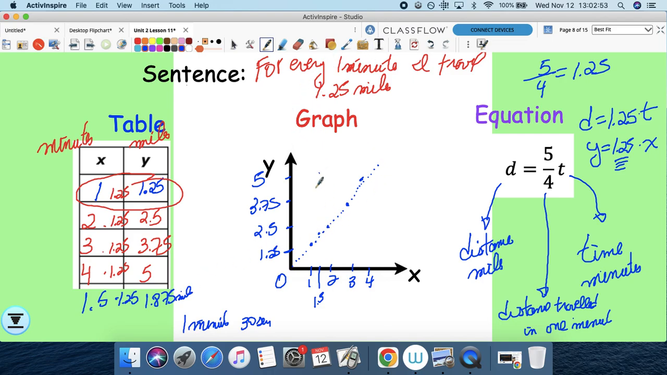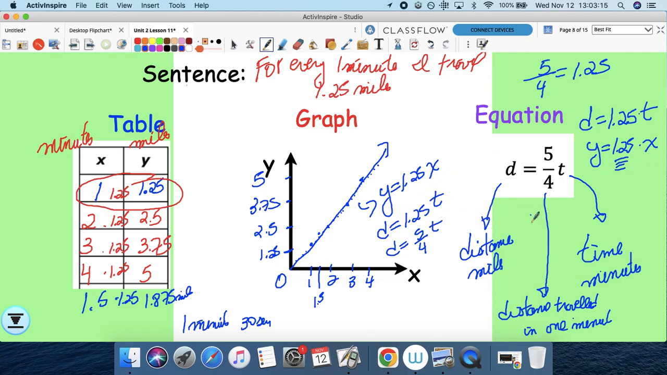So therefore, with this one, I'm going to connect the dots. So I connect the dots, a straight line that goes through the origin. What's the equation? I'm going to give this line a name. The name of this line is y equals 1.25t, x, or d equals 1.25t. Different versions of it, right? They all mean the same thing.